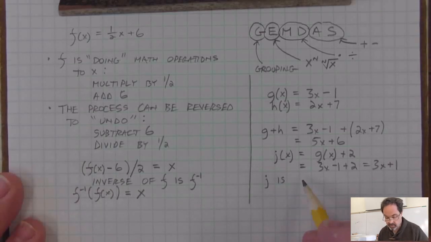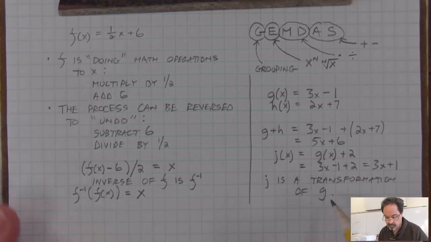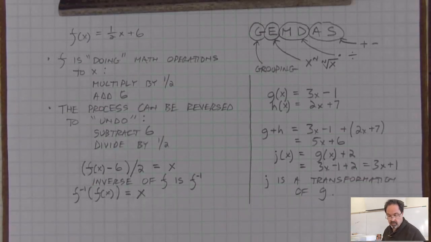I'd say j is a transformation of g. This is just a beginning on how we can use functions and function notation to perform many mathematical operations and transformations.